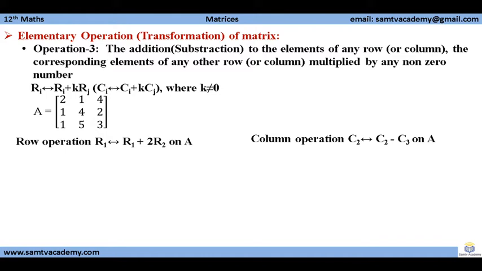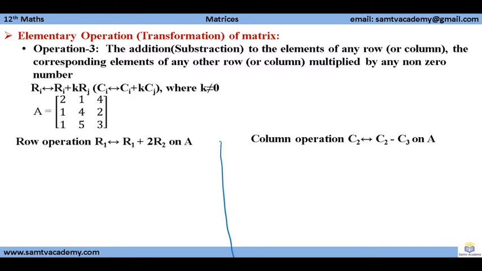Similarly, we can do it in columns. Any column Ci can be replaced with Ci plus a constant multiplied with another column, and then it is added. Addition or subtraction can be done as required, depending on how we want to reduce it. So suppose this is one matrix A.